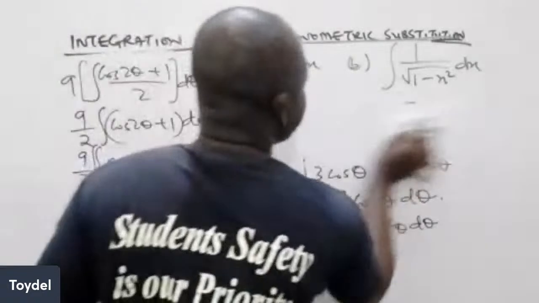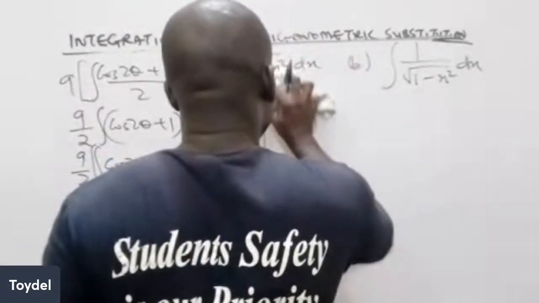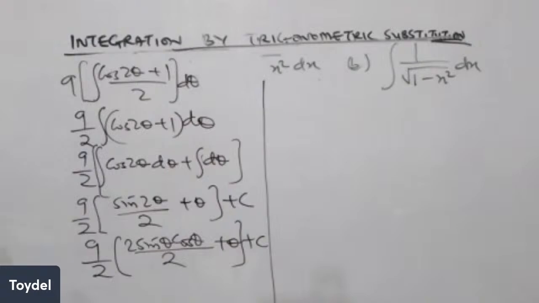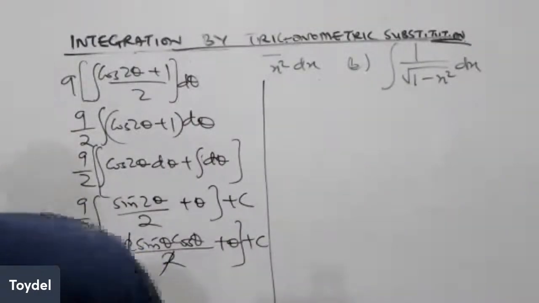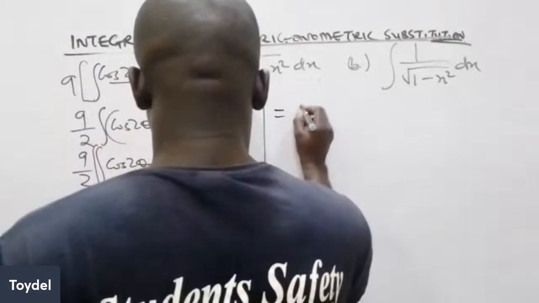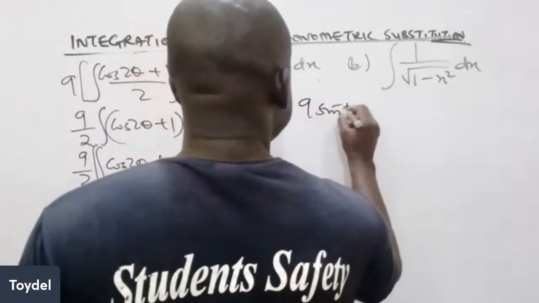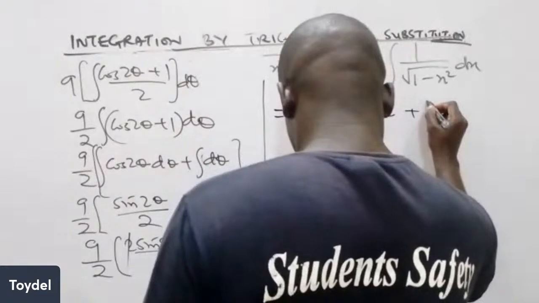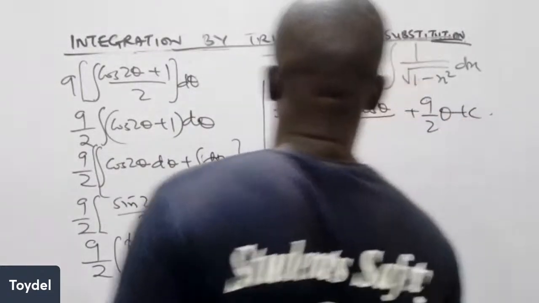So please, vast knowledge of trig is actually required here, because most of the things that I'm doing here, I'm making use of trigonometrical functions. So this will cancel this. At the end of the day, I'm going to have 9 sine theta cos theta all over 2 plus 9 over 2 theta plus arbitrary constant.